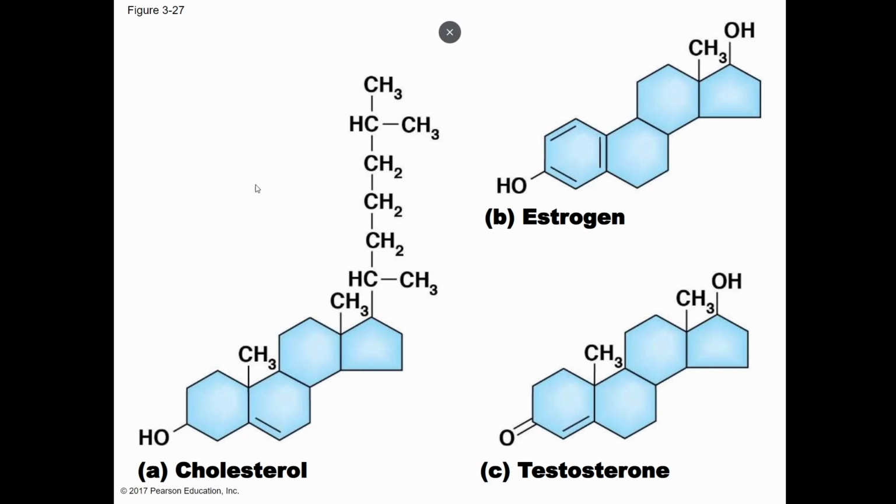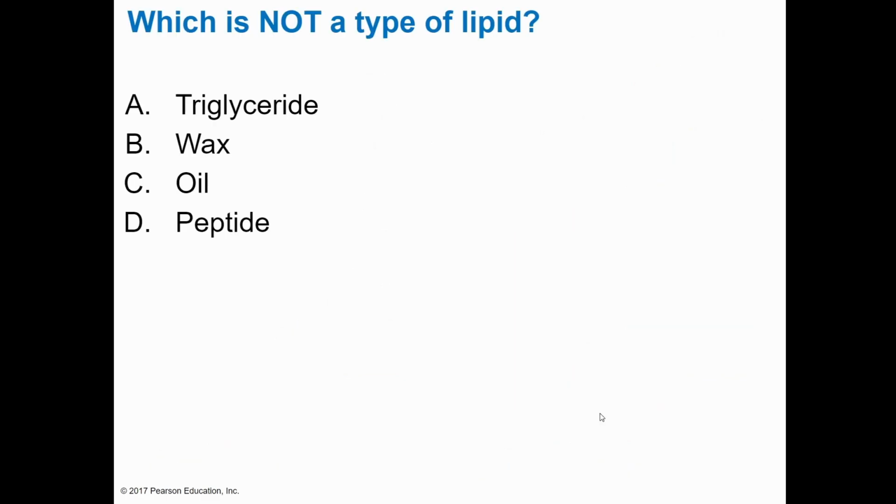So here you can see we have the base cholesterol. If you change it up a little bit, shorten these hydrocarbon chains that were attached, you would get steroid hormones. And both steroid hormones are able to help regulate the maturation of sex characteristics in females and males respectively.